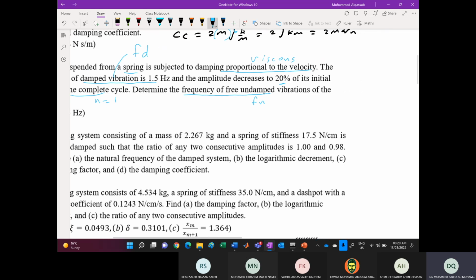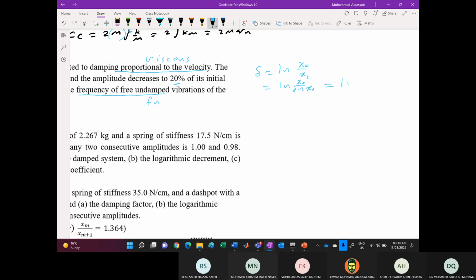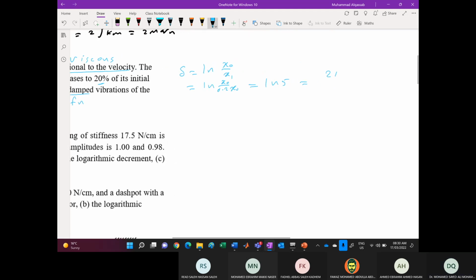Okay, so we start with the logarithmic decrement. Delta equal to ln x0 over x1, or x1 over x2. And this is equal to ln of x0 over 0.2 x0, since it reduces to 20%. So it is 0.2, and 1 over 0.2 is ln 5. And also equal to 2 pi zeta divided by the square root of 1 minus zeta squared.